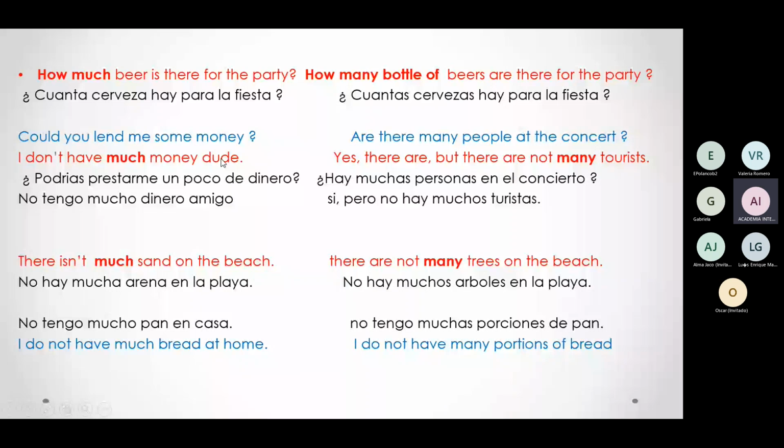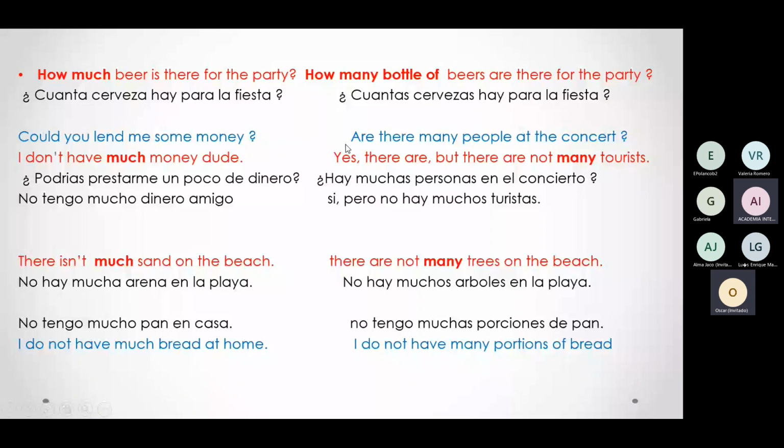I don't have much money, dude. No tengo mucho dinero. Nunca voy a usar I don't have many money. That sounds weird. Probably you can hear that, right? But that is grammatically incorrect. Gramaticalmente es incorrecto eso. Y aquí estamos poniendo en práctica la oración negativa, porque se usa en oraciones negativas.